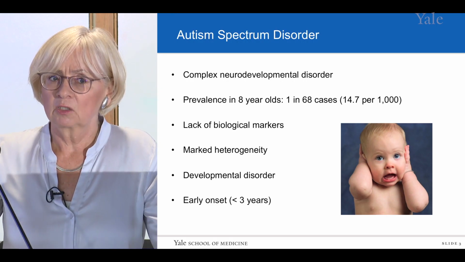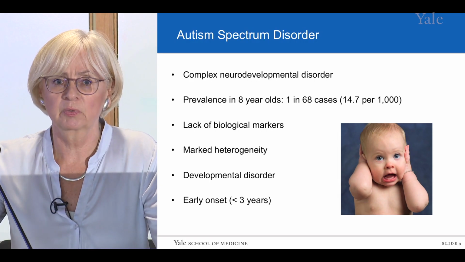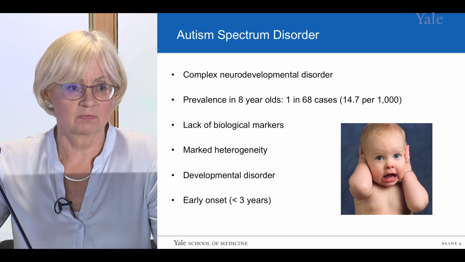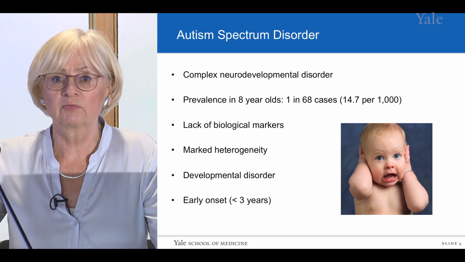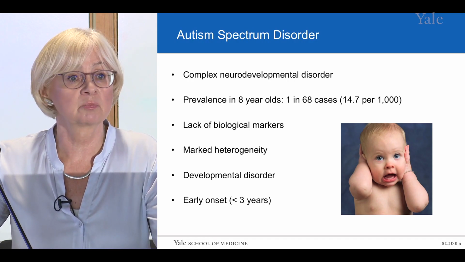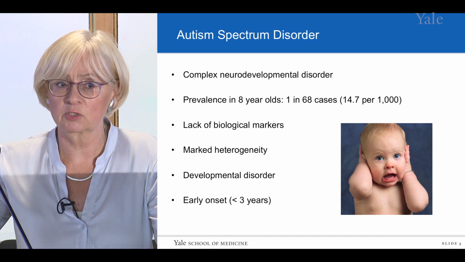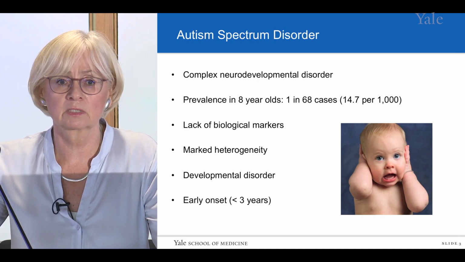Thus far, we really don't have biological markers or medical tests that can be performed to determine whether the child does or doesn't have autism. For that reason, in order to diagnose the child, we have to perform a close analysis of the child's symptoms and behaviors. It's a very complex task, particularly in young children, because the expression of autism is tremendously heterogeneous.